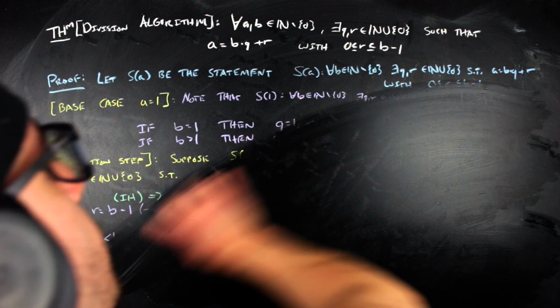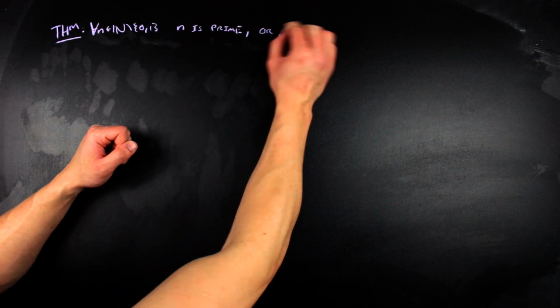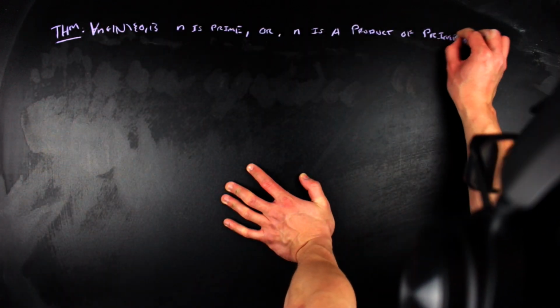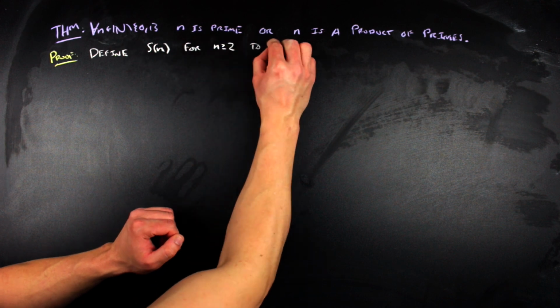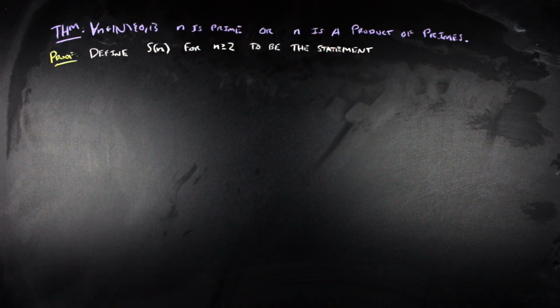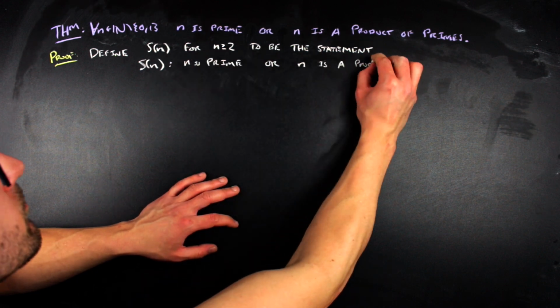So the theorem here is that for every natural number not 0 or 1, either that natural number is a prime number or that natural number is a product of prime numbers. This starts off the same way that the previous two examples did. We define the statement S of n to be the statement that n is prime or n is a product of primes.